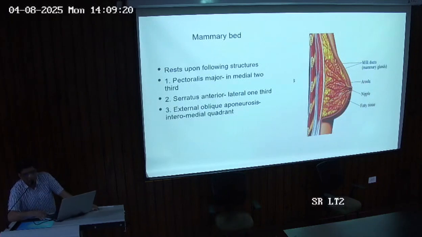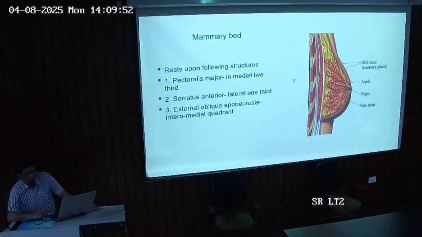So, what is the mammary bed? That is the bed on which the breast lies. It rests upon the following structures. The major muscle is the pectoralis major, present in the medial two-thirds of the breast, and laterally it is the serratus anterior muscle. So remember these two muscles, because when we examine the breast and look for fixity to muscles, these are the two muscles involved.